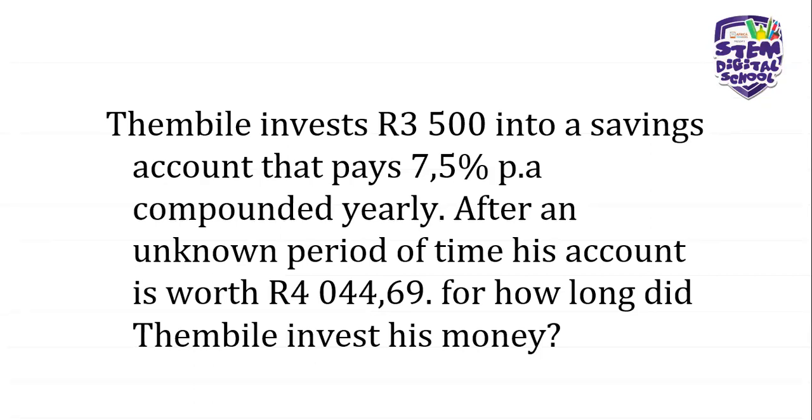So you need to be able to write it down. So it's 4,044 rands and 69 cents. So you must write it in full. So the accrued amount will be 4,044 rands and 69 cents.